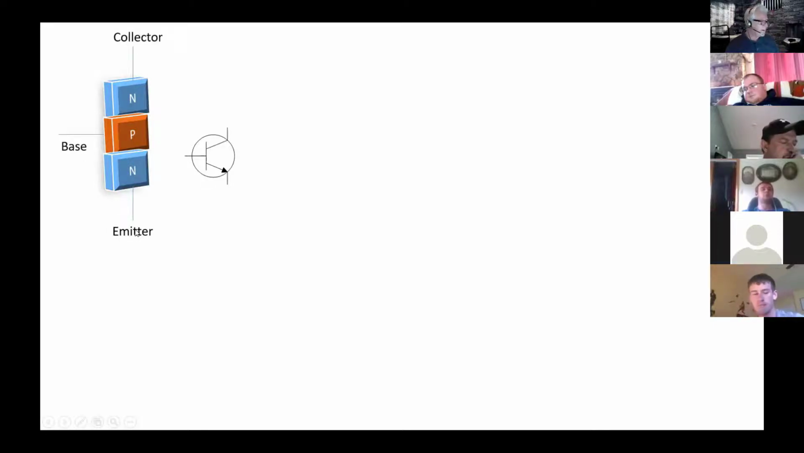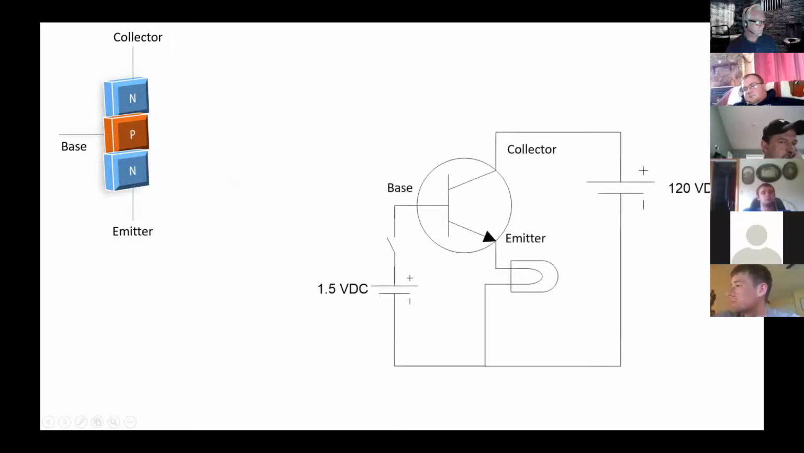Now, it's called collector and emitter because if you look at electrons, the electrons are emitted from this side and collected on this side. But in conventional flow, we're going to assume the opposite direction of flow. Schematic symbol is this. Now here's how this thing works.